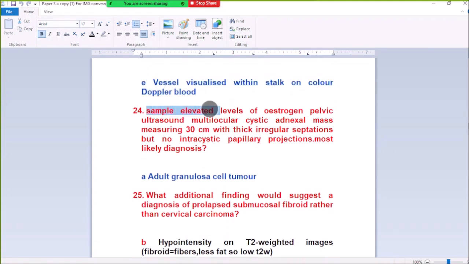24. Sample shows elevated level of estrogen. Pelvic ultrasound shows a multilocular cystic adnexal mass measuring 30 cm with thick fibrous septations but no intracystic papillary projection, which is diagnosed as adult granulosa cell tumor. Elevated level of estrogen is seen in granulosa cell tumor.